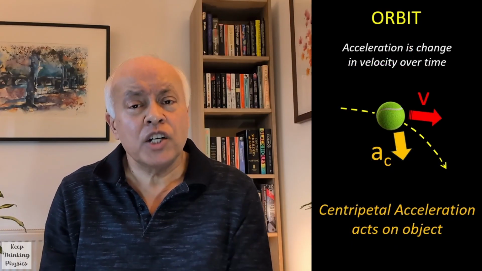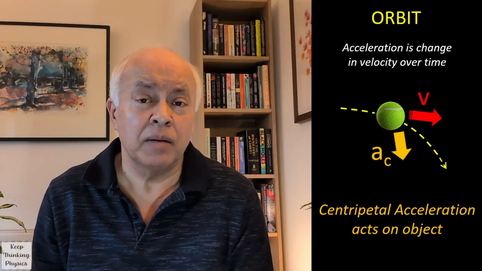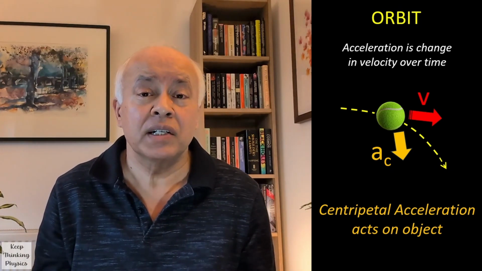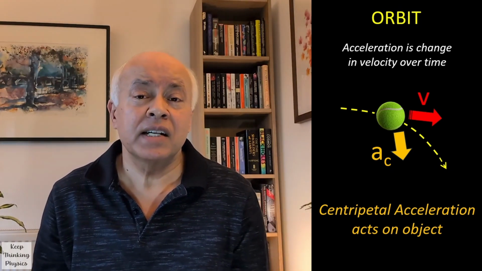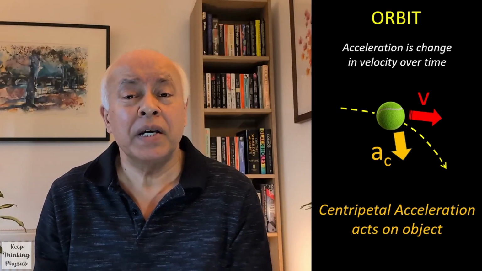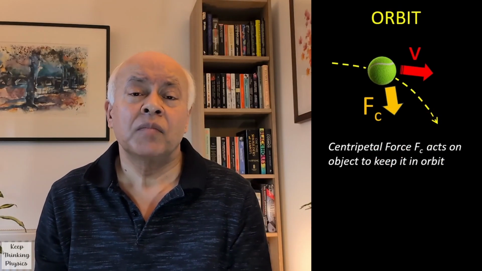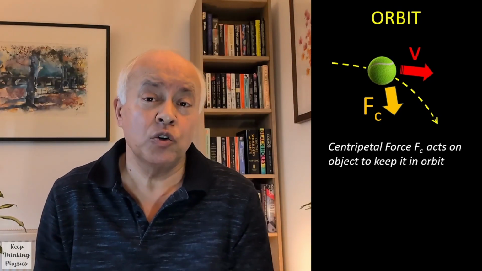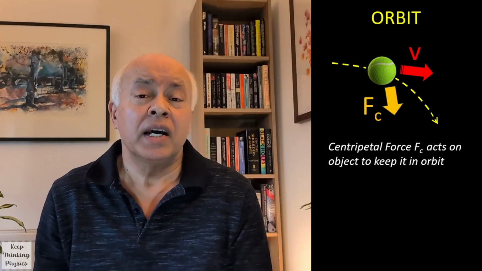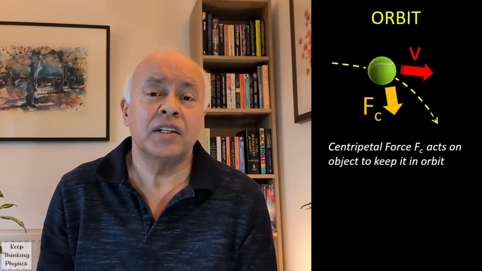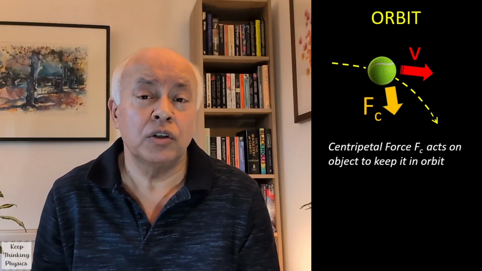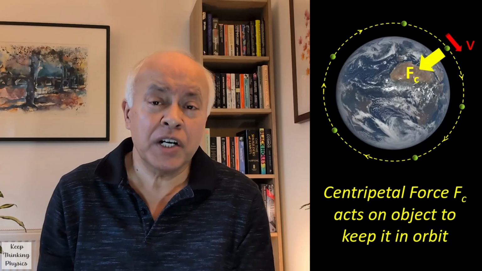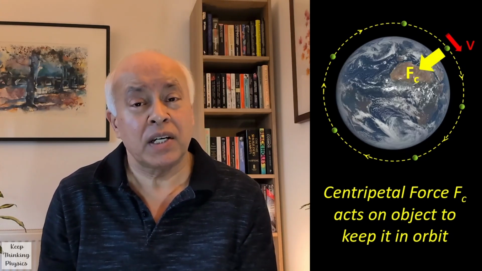We know that acceleration is a change in velocity with time, so the body in orbit is undergoing an acceleration because it's constantly changing velocity. And this acceleration is commonly known as centripetal acceleration. According to Newton's second law, F equals ma, there must be a force associated with this centripetal acceleration, and this force is called, not surprisingly, the centripetal force, and we can call it Fc. We will now work out an expression for the centripetal force for a body in orbit.